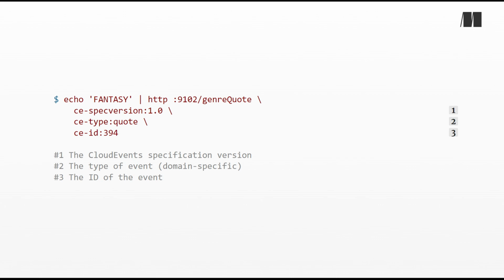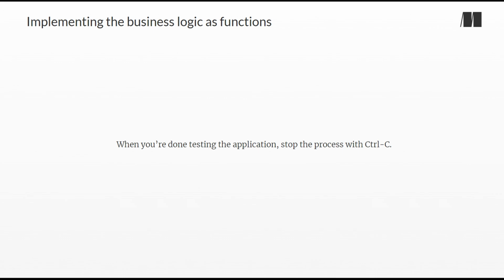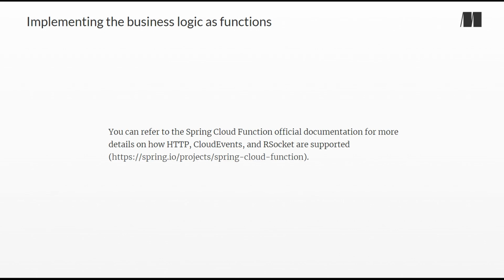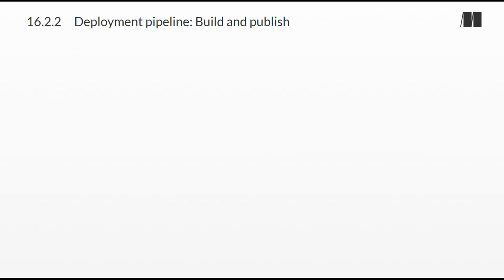See this code? When you're done testing the application, stop the process with Ctrl-C. Note: you can refer to the Spring Cloud Function official documentation for more details on how HTTP, Cloud Events, and RSocket are supported. See this link. Section 16.2.2, Deployment Pipeline, Build and Publish.